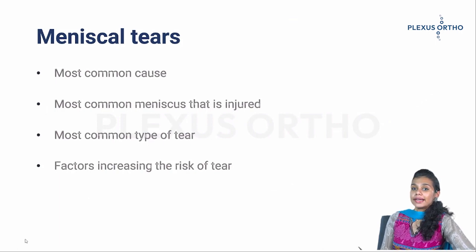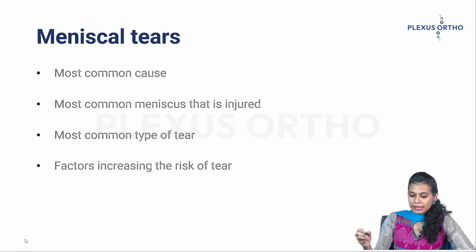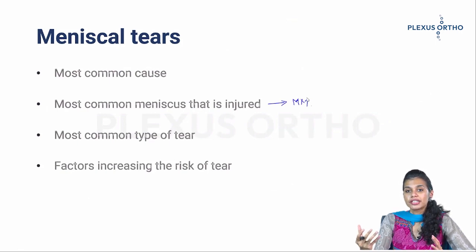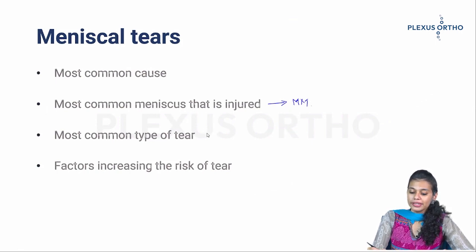Coming to the meniscal tears, the most common cause of meniscal tears is post-traumatic. It is either rotation in either flexion or extended position. Second, the most common meniscus that is injured, we've already discussed this, is the medial meniscus, because it is a more fixed structure, more fixed to the tibia, to the capsule, etc., while the lateral meniscus is a more mobile structure, hence it is less commonly injured. The next thing is the most common type of tear.